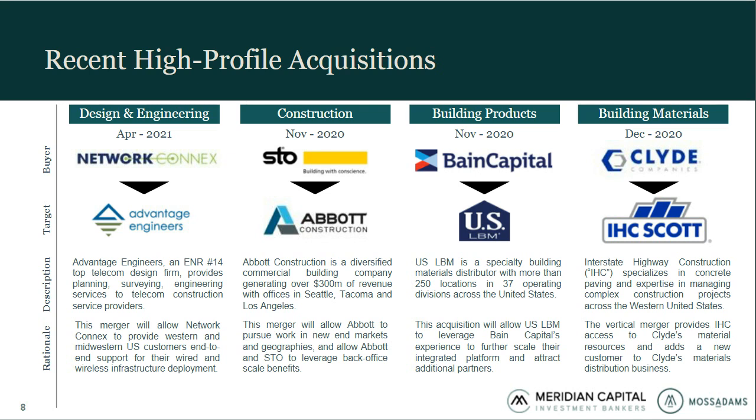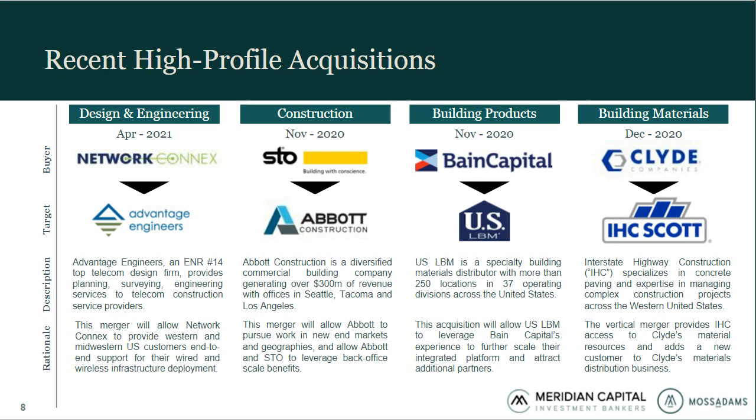And then lastly, another example of vertical integration, Clyde Companies and IHC Scott, which that transaction happened about 6-7 months ago. Clyde Companies is based out of Utah, and IHC is based out of Colorado. Clyde Companies operates a network of materials resource reserves. IHC Scott is a major civil contractor, and so now IHC Scott can leverage Clyde's resource network. We see that type of acquisition happening in other markets as well.